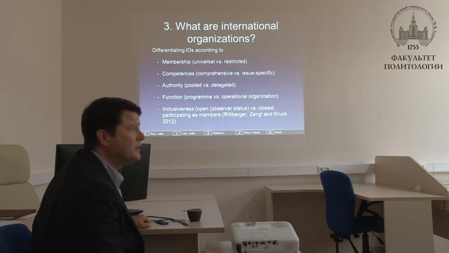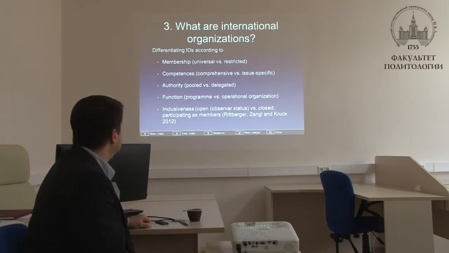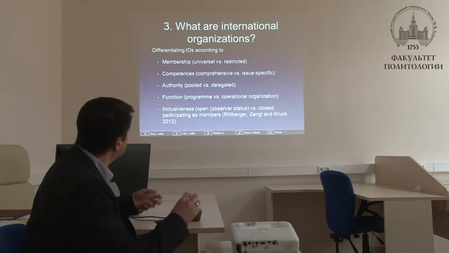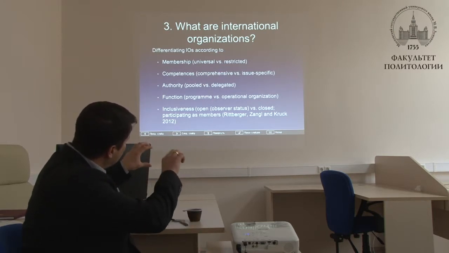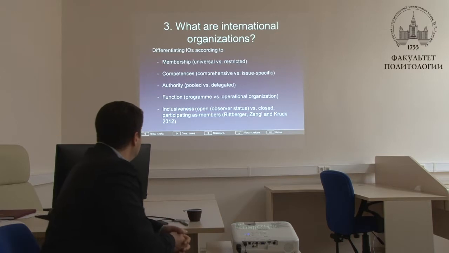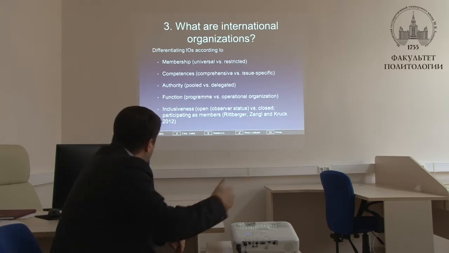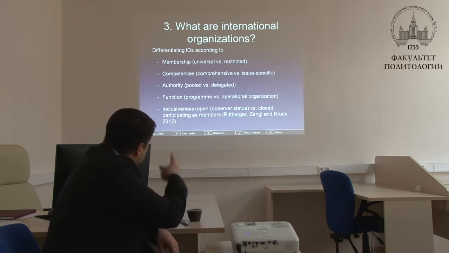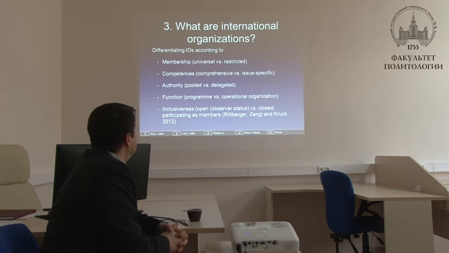The interesting thing is that we don't know much about how, for example, authority might have an influence on the functions, or functions might have an influence on inclusiveness and so on. So the relations between authority, function, and inclusiveness are not very clear. So in case you look for a subject for your master thesis, or you want to go on and do a PhD, this could be an interesting field.